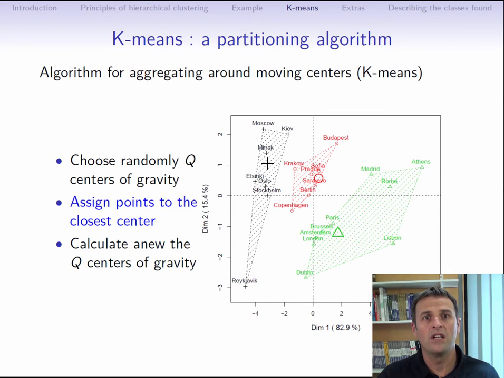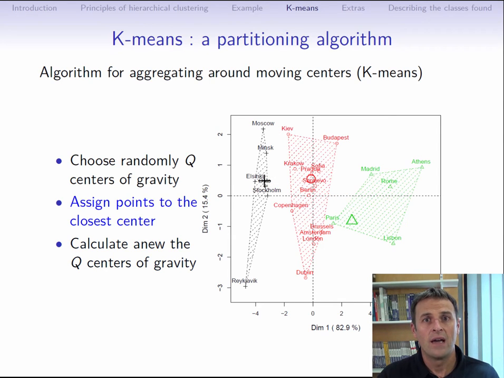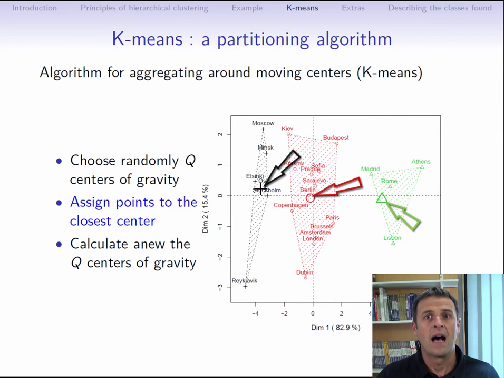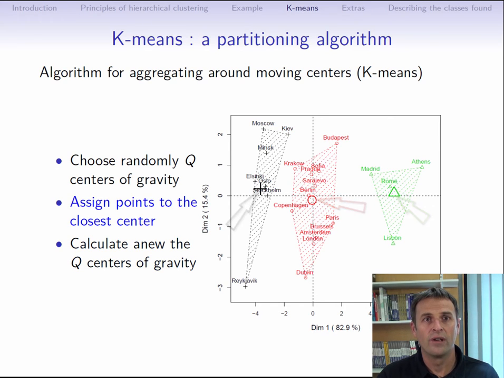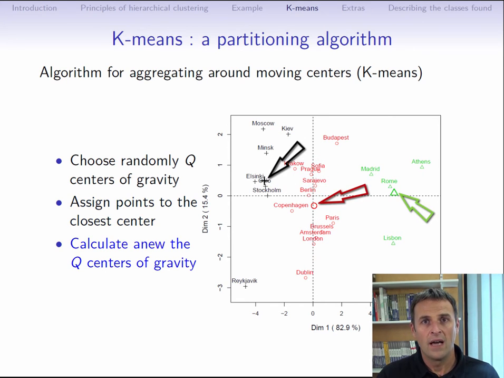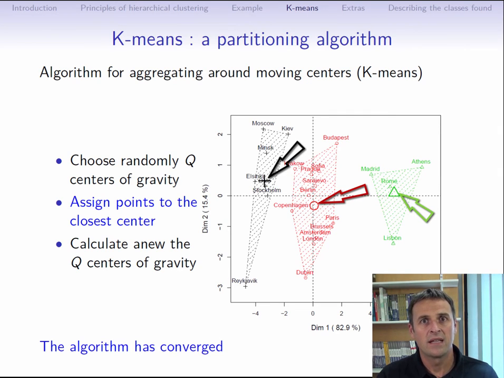Again, we associate each individual with the closest of the 3 points. We calculate the center of gravity of each of the 3 new classes, and we iterate again and again. As time goes on, the centers of gravity move and move again. Again, we calculate the centers of gravity, and this time we see that the classes haven't changed and the centers of gravity have stopped moving. This means that the algorithm has converged. We therefore have found our 3 classes.